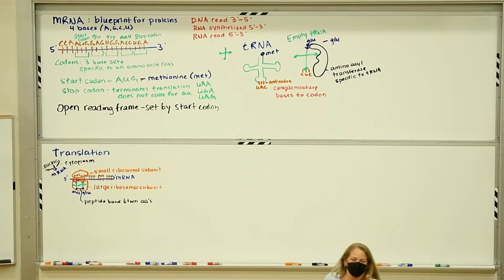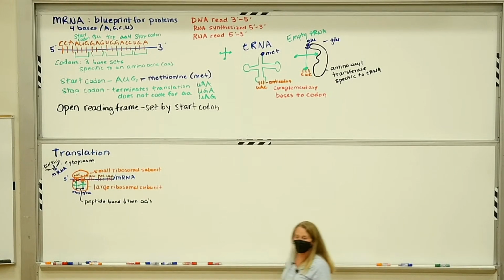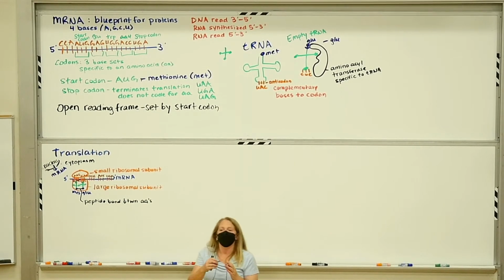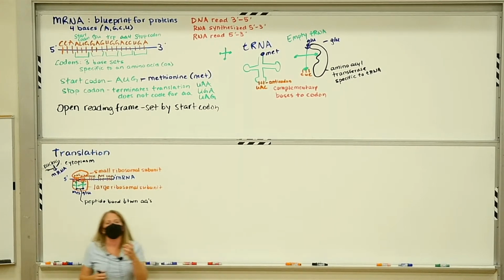So the question is, how is this oriented? If we have a strand of RNA, we know that one side of it is going to be the backbone and that you will have those bases coming out of the other side. So if your small ribosomal subunit is reading one side, how is the large ribosomal subunit actually able to have this position for the tRNA to come and bind it?